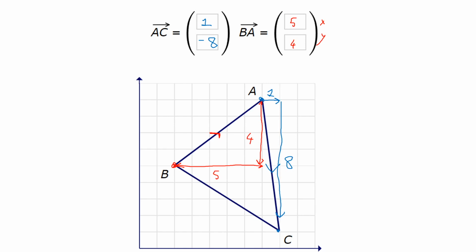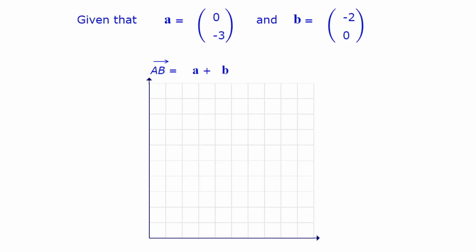Okay. What about if we have to combine vectors? So for this one, we're told that A is (0, -3) and B is (-2, 0). So how are we going to work out what A plus B is? Well, all we need to do is add up top and add up bottom. I'll show you what I mean. So A plus B is just going to be (0, -3) plus (-2, 0). Yeah?